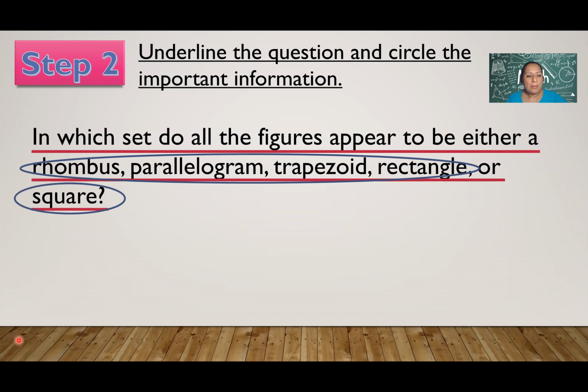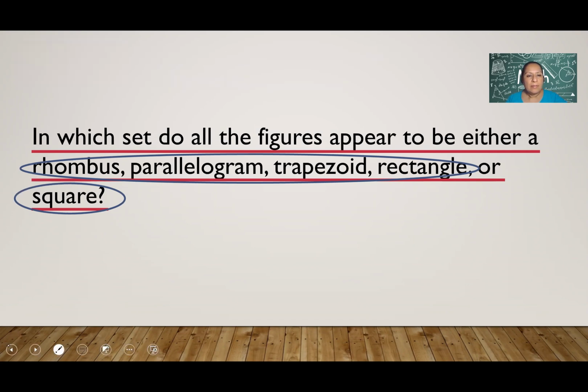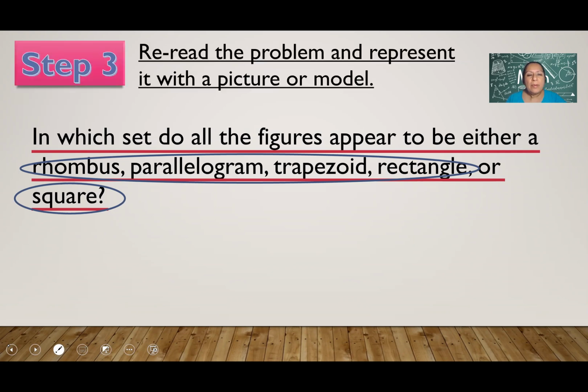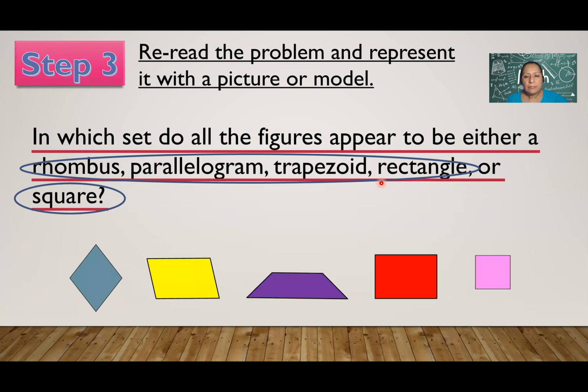After step number 2, let's see what it states step number 3. Step number 3 says, read the problem and represent it with a picture or model. That means I have to draw the rhombus, the parallelogram, the trapezoid, the rectangle, and the square. So that's what I'm going to do now. In this way, I'm showing what I know.